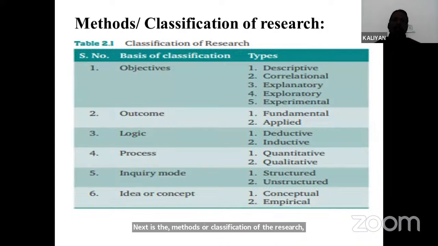On the basis of different variables, we classify the types of research: on the basis of objective, descriptive, correlational, explanatory, exploratory, experimental; based on outcome, fundamental and applied; logic, inductive research and deductive research; process, qualitative or quantitative; inquiry mode, structured and unstructured; idea or concept, conceptual or empirical. We look at it one by one.